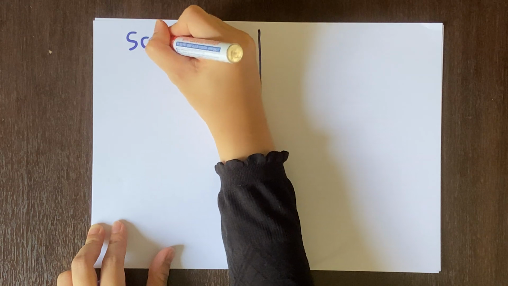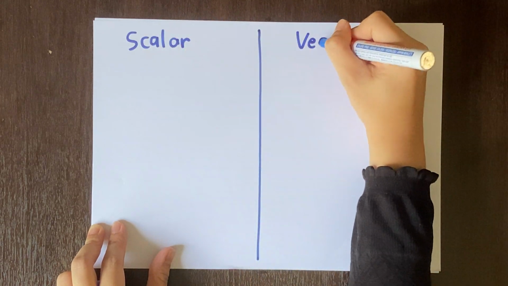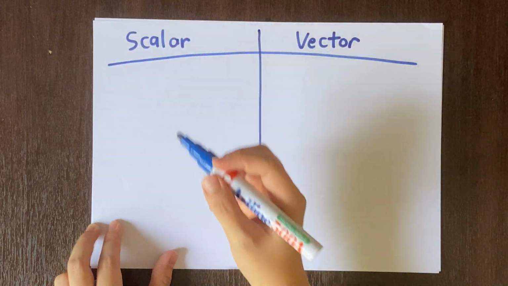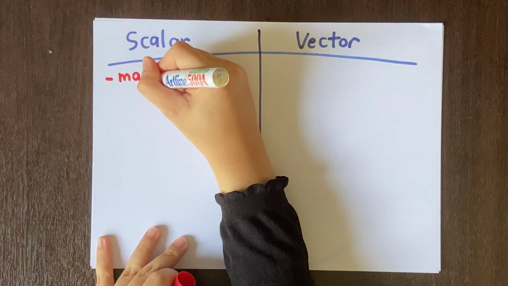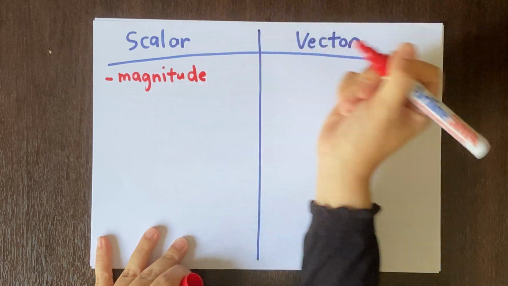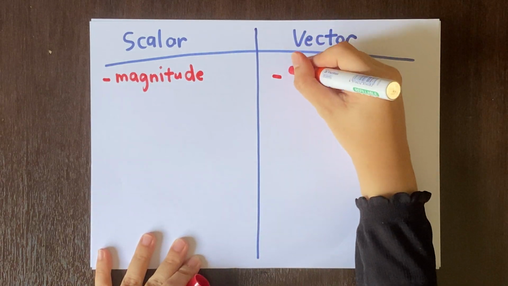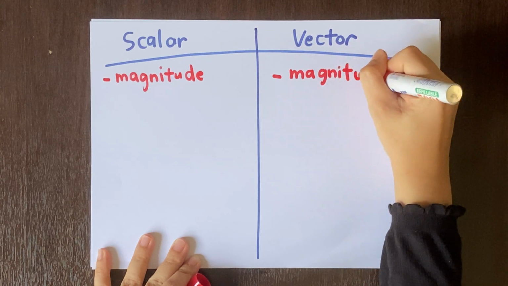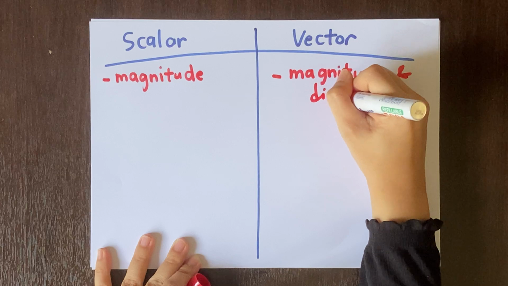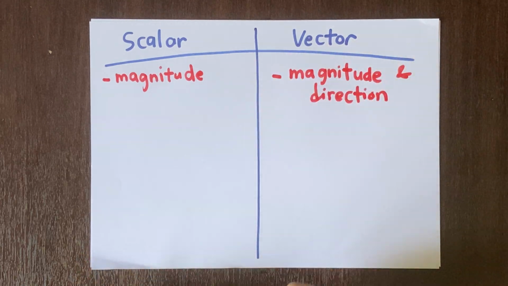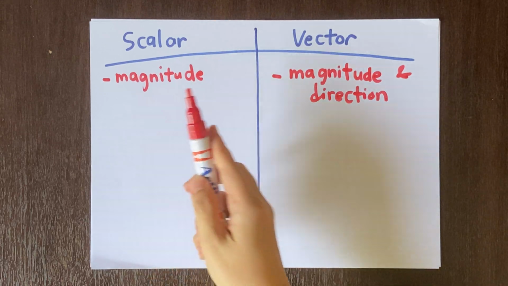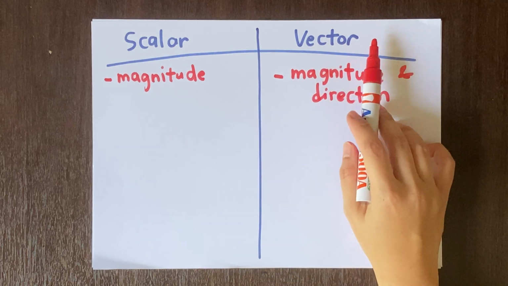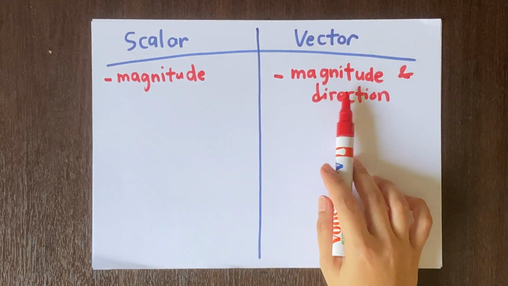So what is scalar quantity? What is vector quantity? Scalar quantity is the quantity that has magnitude. But vector quantity is the quantity that has magnitude and direction. What does magnitude mean? Magnitude means value, numbers. So a scalar quantity is the quantity that has magnitude only. A vector quantity is the quantity that has magnitude and direction.